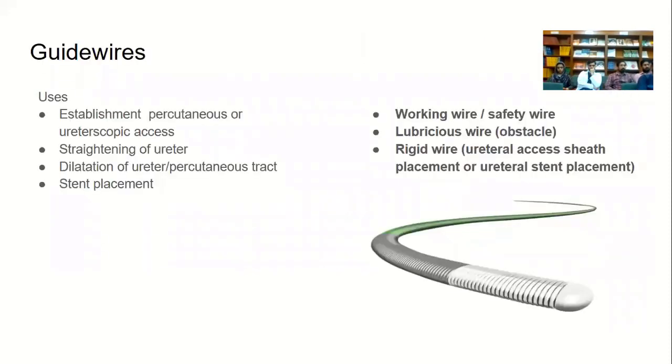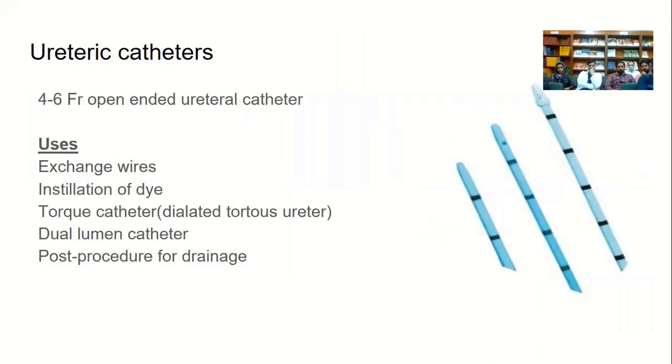Guide wires. They are used to gain access to the ureter. They are also used for straightening of the ureter, dilatation of the ureter, or making a percutaneous tract. And sometimes they are used for stent placement. There are 3 kinds of guide wires that are commonly used: working wire or safety wire. Then there are lubricious wires, which are also called glide wires. They are used when we cannot move past an obstacle like a ureteric stone. Rigid guide wires are used for placement of the ureteral access sheath or ureteral stent placement.